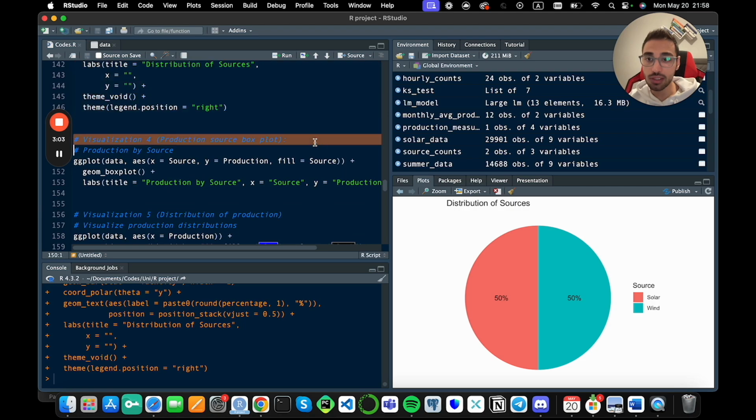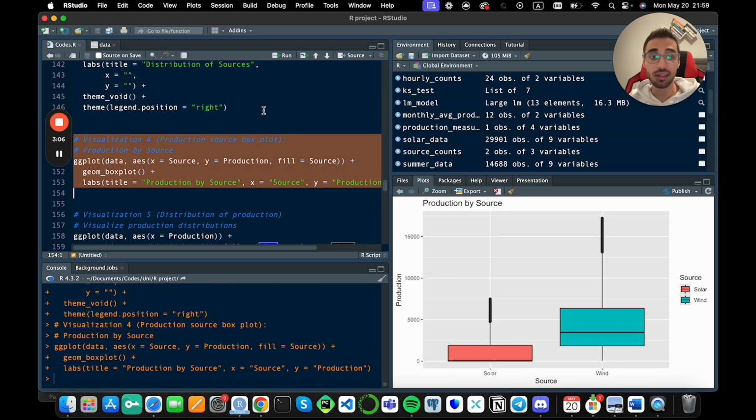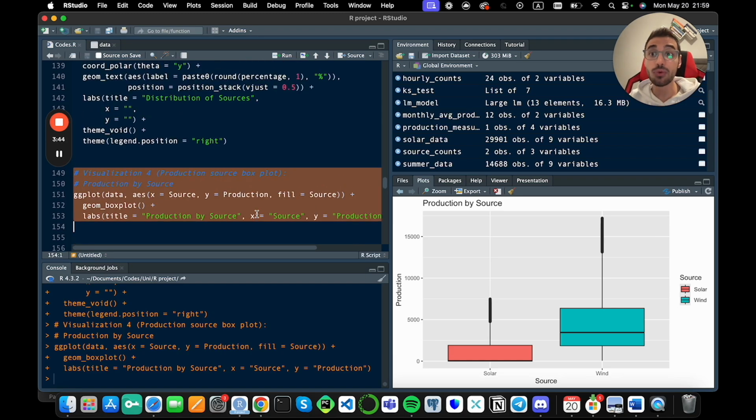So let's continue the visualization with this box plot, which is the production by the source. As we can see here, the median of energy produced by wind is way higher than solar, and the outlier also is way farther than the outlier of this one. This visualization is telling us that the amount of energy we produce by wind is much higher than the solar energy.